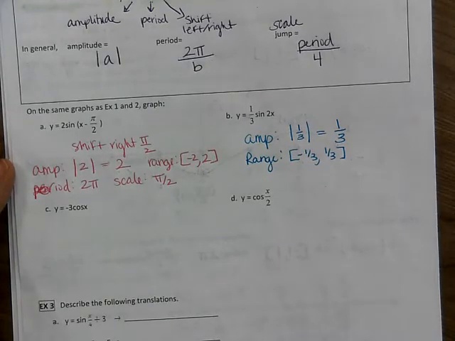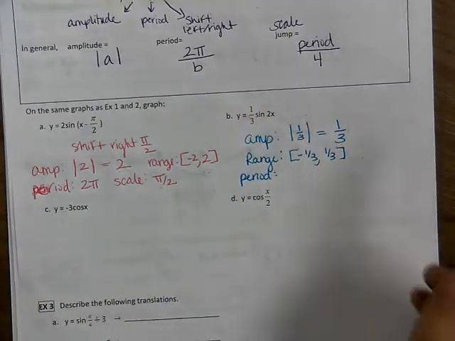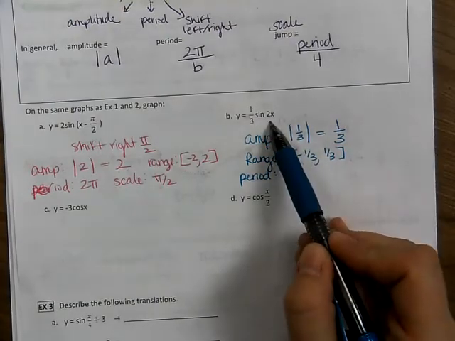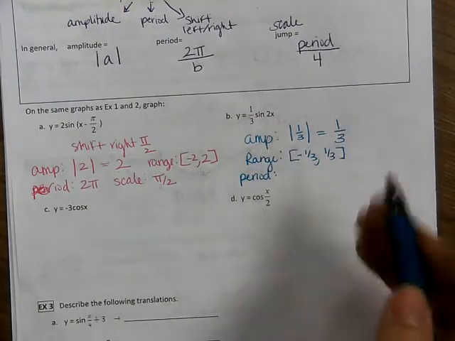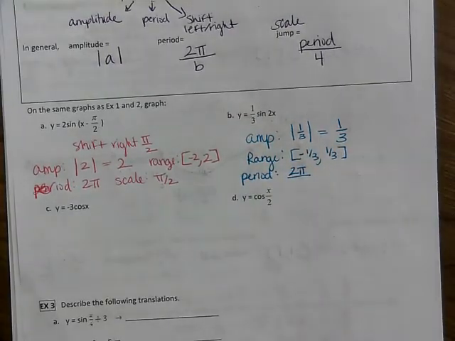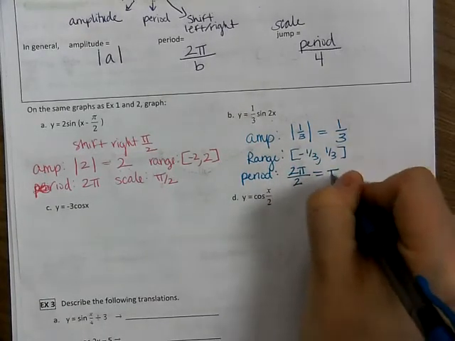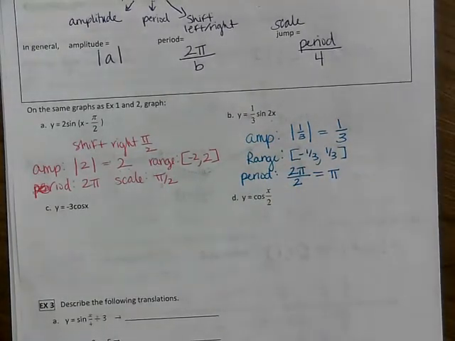Okay? The period, we're definitely going to have to change now. The coefficient in front of x is now 2. So we're going to take that period of 2 pi and divide it by the value of b. So b is 2, which means my new period is pi. This represents one full curve. It's now only going to take pi radians to make that full curve.